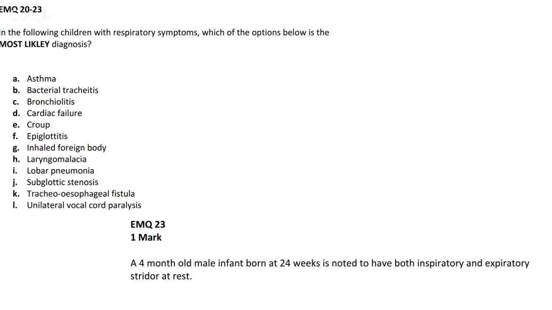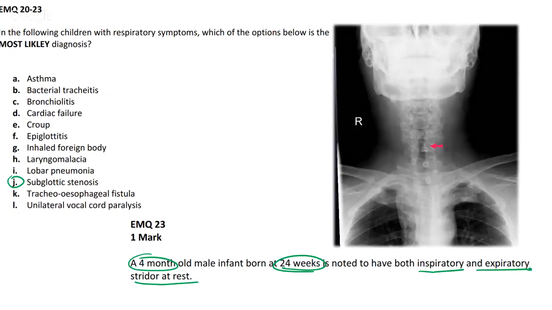Okay, so 4-month-old infant born at 24 weeks, inspiratory and expiratory stridor. It's important. See, a lot of people would have easily been caught out by that on the exam. It's important to note. So this is a picture of subglottic stenosis. Now, there's another important thing in this stem.